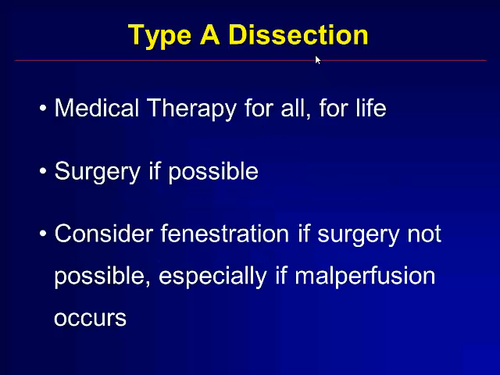Well, for type A dissection, I want to illustrate the fact that these patients need medical therapy for life. Even if we get them through their surgery, they have a diseased aorta for life, and they need great medical therapy. Surgery, of course, for type A. If the patient's not a candidate, then we may do fenestration of the aorta to connect the pressures in the false and true channel and reduce malperfusion syndromes.